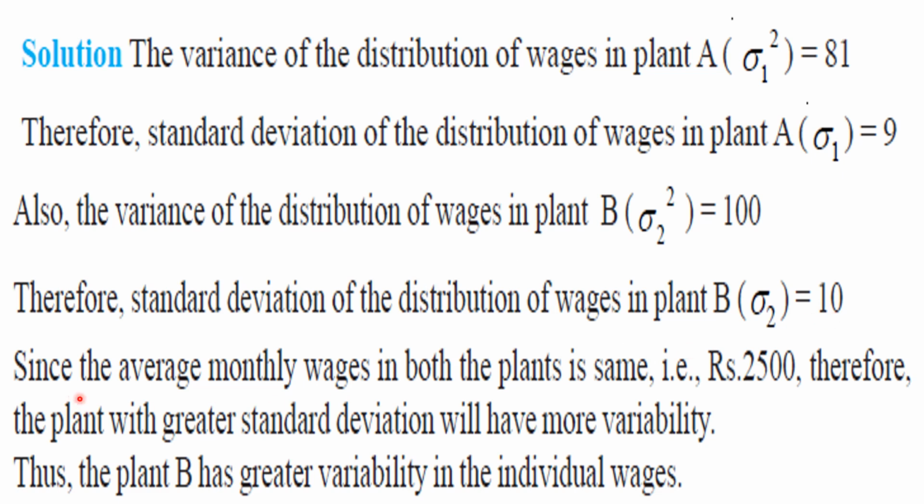Right. Since the average monthly wages in both the plants is the same, that is 2,500 rupees. Yes or no, my children? Have you observed that point? Right. Therefore, the plant with greater standard deviation will have more variability. Thus, the plant B has greater variability in the individual wages. Understood this point, my children? Right.